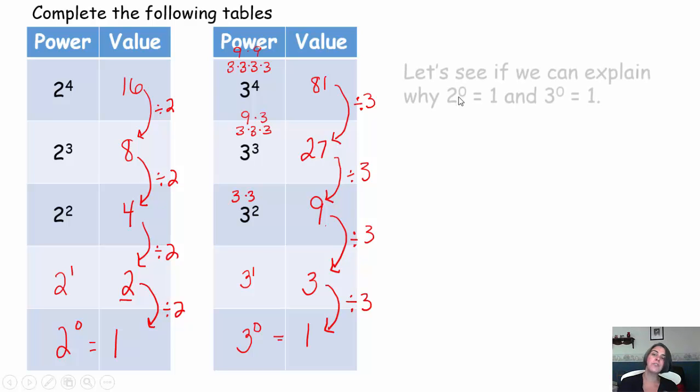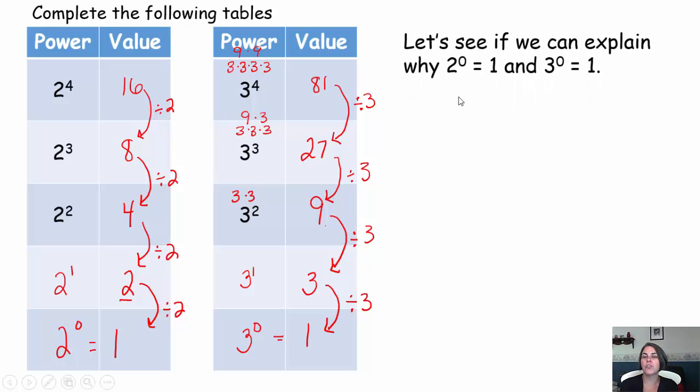I'm going to try to show you why 2 to the 0 is 1 or 3 to the 0 is 1. First of all, if I have 2 to the 0 power, can you agree that that's the same as 1 times 2 to the 0? 1 is our multiplicative identity. We can take any number, multiply it by 1, and we get that number back. Multiplying something by 1 does not change the value.